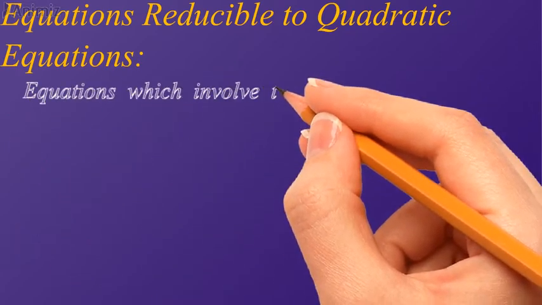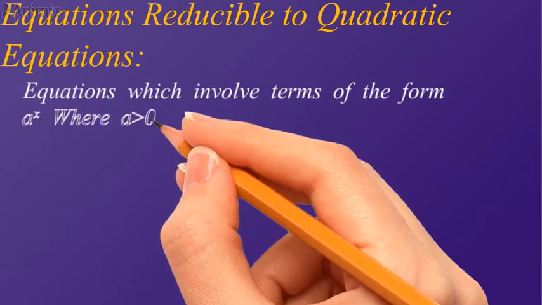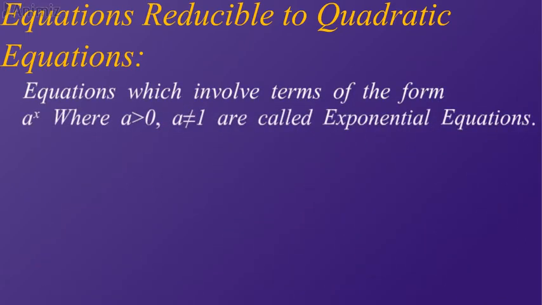Equations which involve terms of the form a power x, where a is greater than 0 and not equal to 1, are called exponential equations. These equations may sometimes be reducible to quadratic equations. So, the basic process is to check that the equation is reducible to quadratic in form, then make a quick substitution to turn it into a quadratic equation. We solve the new equation for the new variable, the variable from the substitution, and then use these solutions and the substitution definition to get the solutions to the equation that we really want.